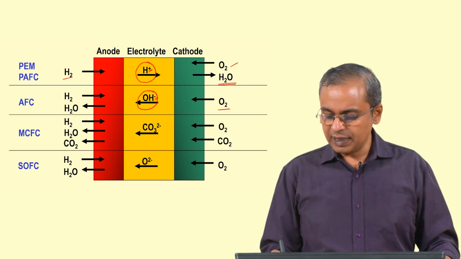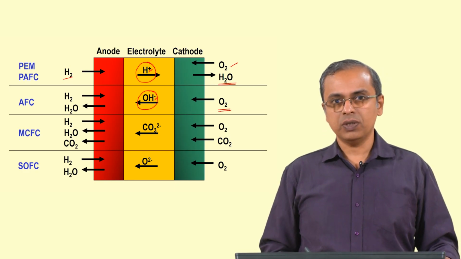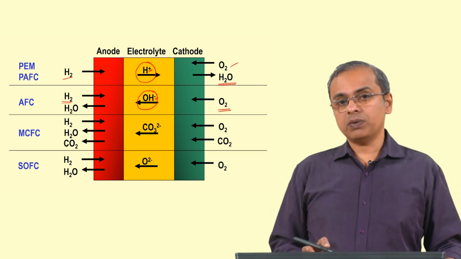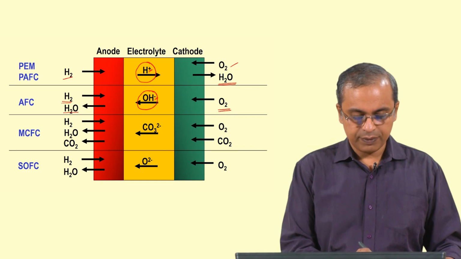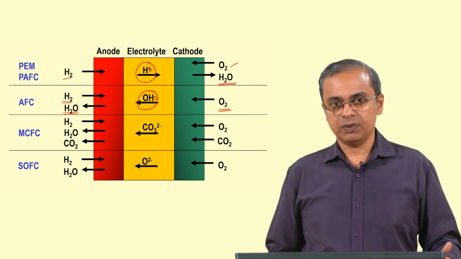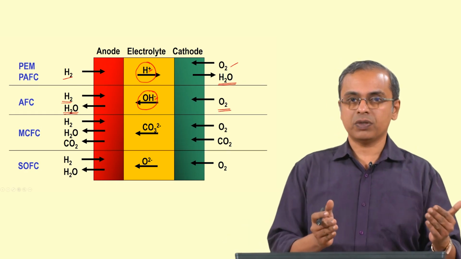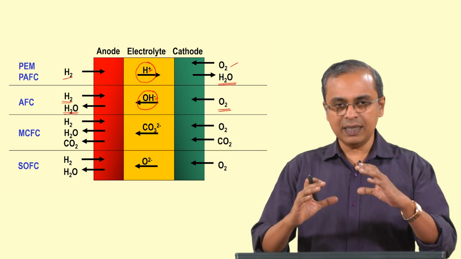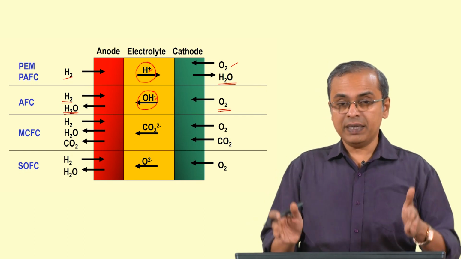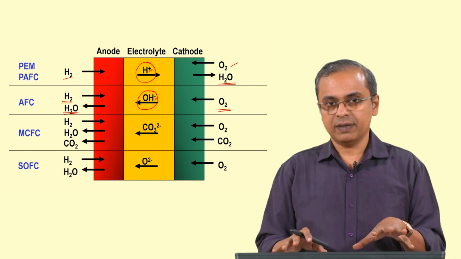You still have oxygen arriving at the cathode, you still have hydrogen arriving at the anode, but now the product water is actually formed at the anode, because of the direction in which the ion is moving. So, you can see clearly, even in these two examples, that the choice of the electrolyte has made a big difference in what is happening within the fuel cell.